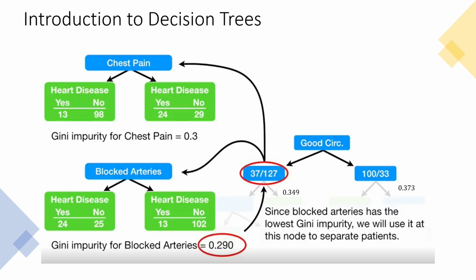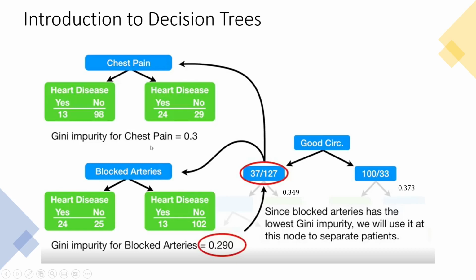Okay, now we have this number as the Gini index for this node and this number for the Gini index of this node. Okay, and since this has lower impurity, we will continue from this node, and we will check chest pain and blocked arteries for the Gini indexes, so that we will decide whether we will be splitting this node using chest pain or using the blocked arteries.